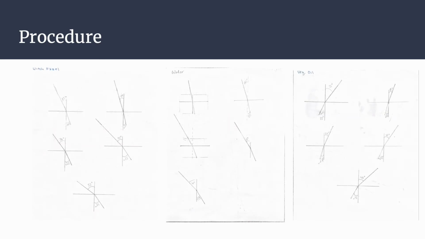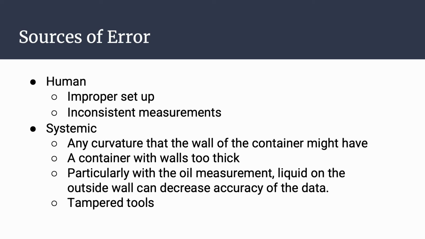Some sources of error from this lab experiment could be from human or systemic error. An example of human error would be if we improperly set up the procedure or if we measured inconsistently. Examples of systemic error would be if the chosen container had curvature in the walls or if the walls were too thick. Particularly with the oil measurement, liquid on the outside of the walls can decrease accuracy of the data. Finally, if any of the tools we used were tampered or faulty, that could have been a source of systemic error.